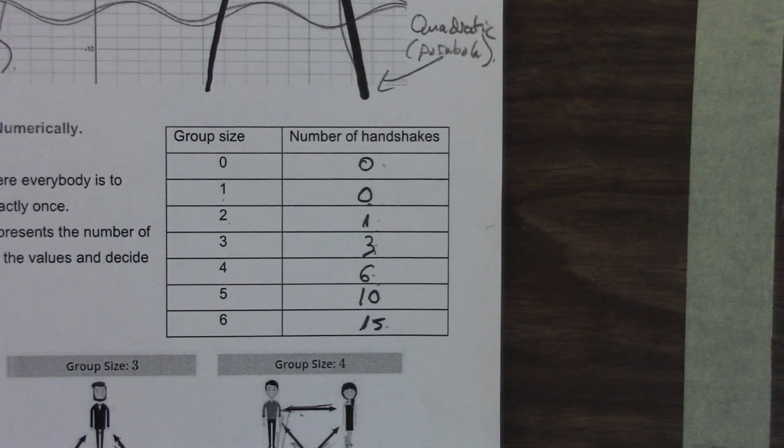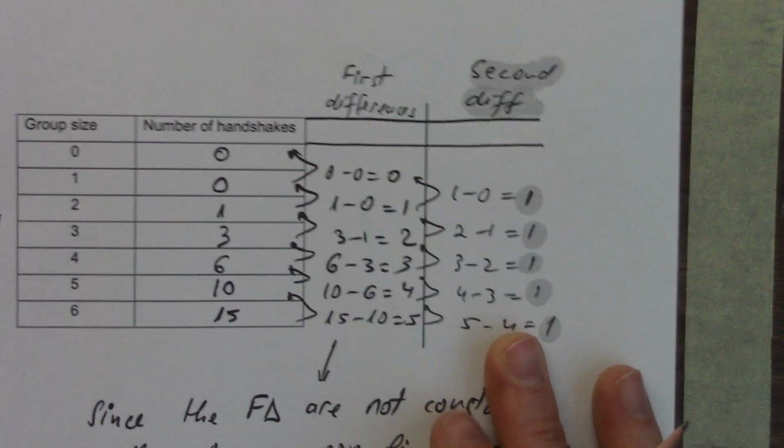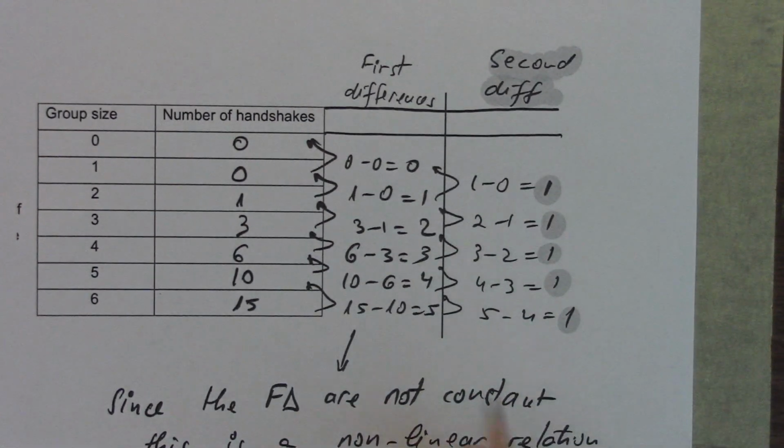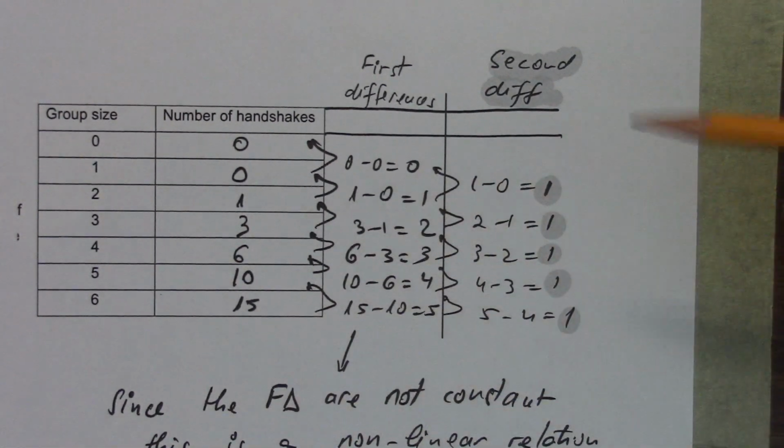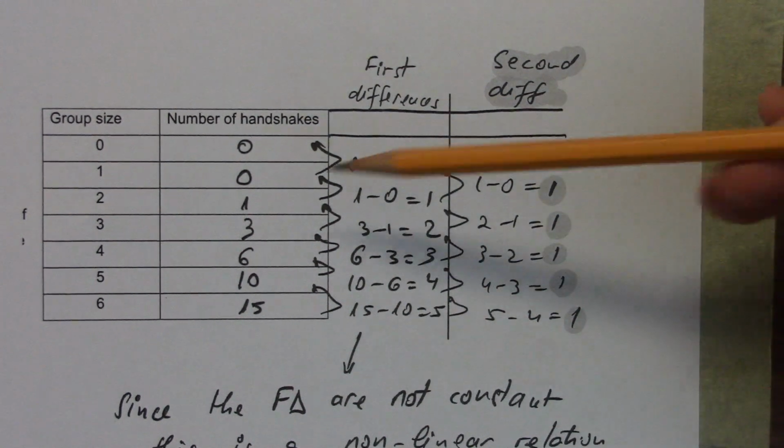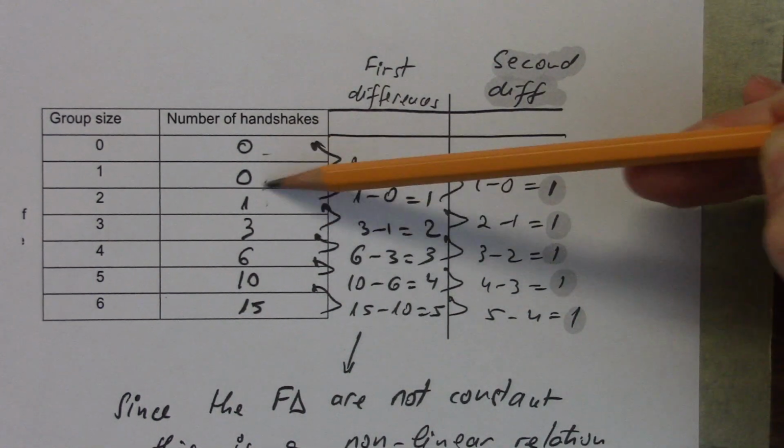What do you think? Milk it. Yup, you got it. We're going to get the first difference, and then what? We're going to get the second differences. Okay, now how do we get these differences? You just subtract one from the other, right?